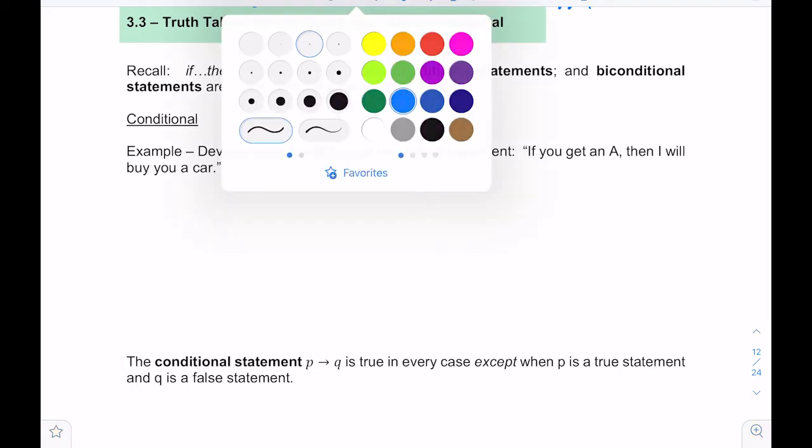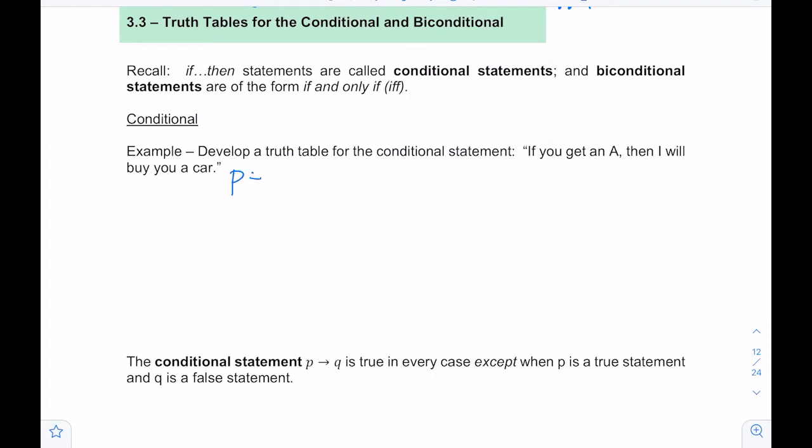So if you recall, we use the letters P and Q. You can use any letters you want, but we typically use P and Q. So P is going to be the first part of the statement after the word if. So P is just going to say you get an A. And Q is going to be the part after the word then. If you'll remember, that's called the consequent. So Q will be, I will buy you a car.